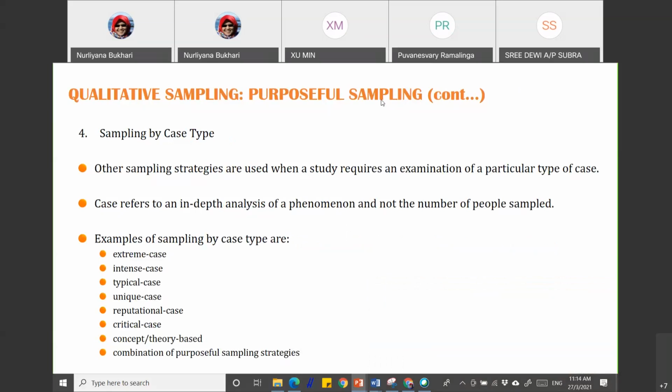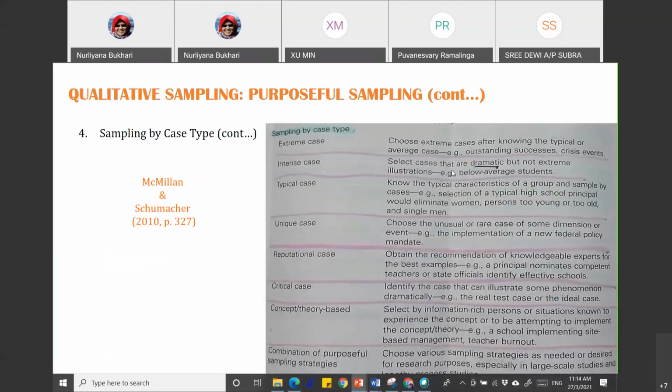Okay, sampling by case type. Extreme case, intense case, typical case, unique case, all these kinds of cases. Okay, different types. Here you can read a little bit about the different distinctions, but don't get too hung up on this, because sometimes it's hard to draw the fine line, so that's why I have to draw this fine line, just for me to really understand what different cases entail. Okay, yeah, intense case, dramatic but not extreme. Extreme case, of course, the extreme ones. So yeah, this is how they define the types of cases.